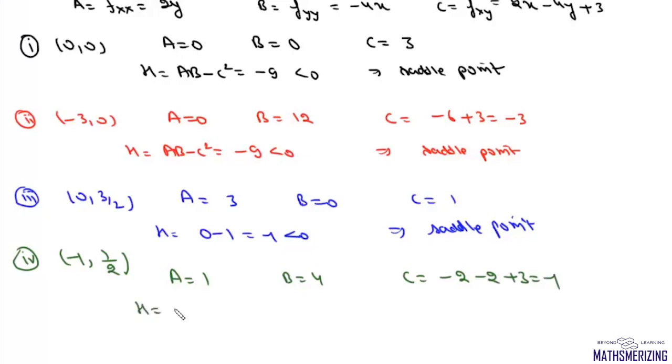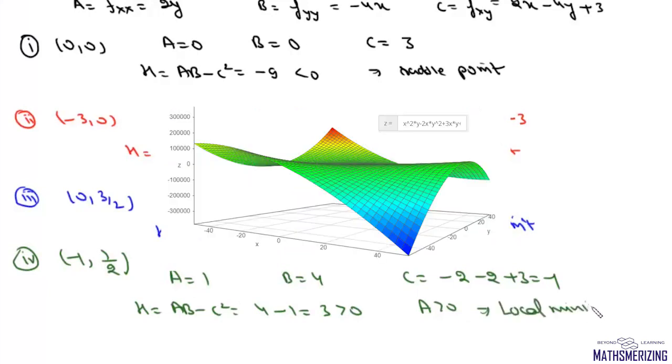If we find h in this case, it will be 4 − 1 = 3, and h is greater than 0. So for this fourth point, h is greater than 0 and a is greater than 0. And if h is greater than 0 and a is greater than 0, it's a point of local minima. So we have a local minima at (−1, 1/2). So out of these 4 critical points, the first 3 points are saddle points, and this fourth point is actually a point of local minima.